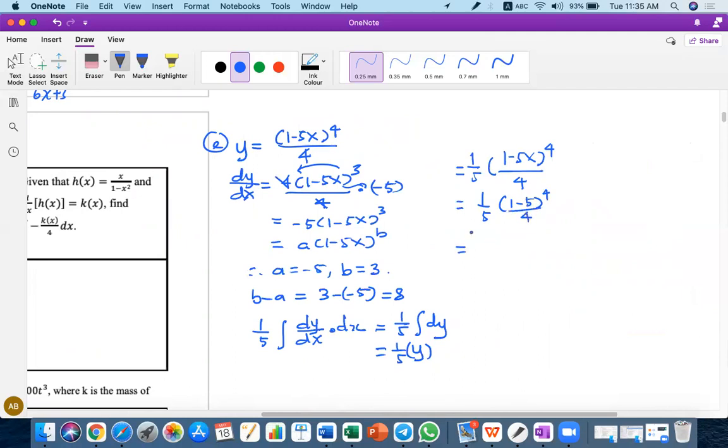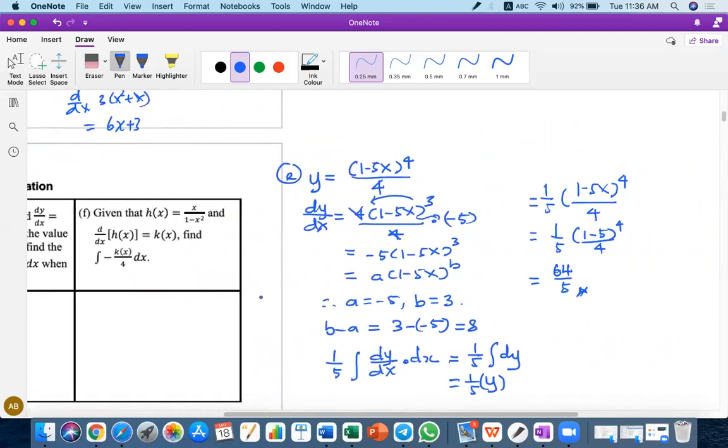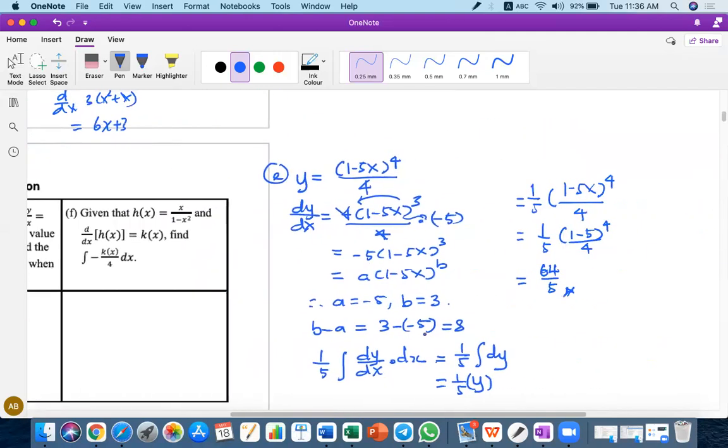So you use your calculator. It's negative 4 to the power of 4, divided by 4, divided by 5. So you get the answer 64/5. So this is E. I hope you understand.